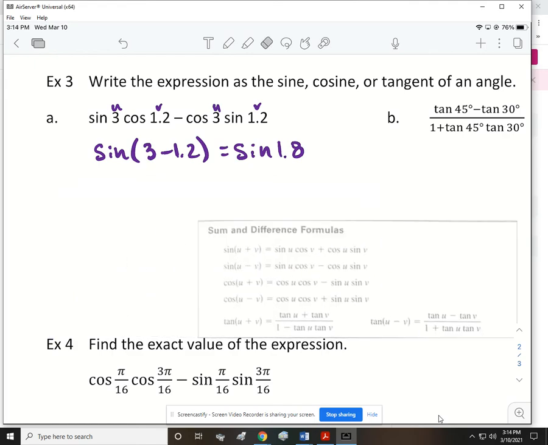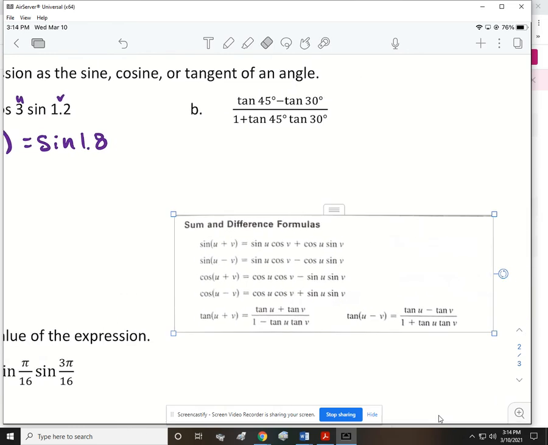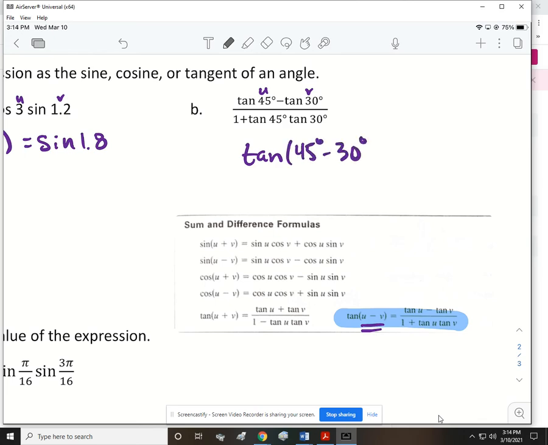Okay. So let's look at this next one. This next one is obviously a tangent. So when I look at it, it's tangent minus tangent in the numerator, and tangent plus tangent in the denominator, which is this one. So that means my U is going to be 45, and my V is going to be 30 degrees. So this is the tangent. Okay, so this one is minus. So the tangent of 45 degrees minus 30 degrees is just the tangent of 15 degrees. And that's all we have to do.